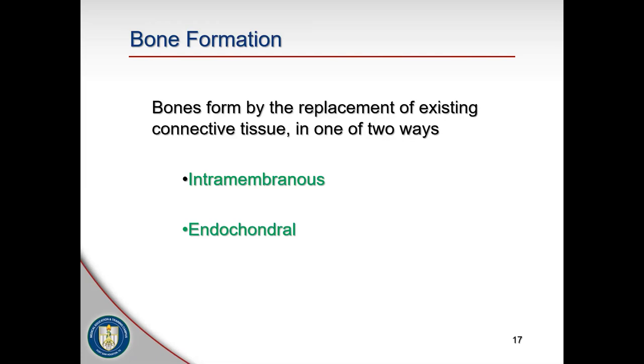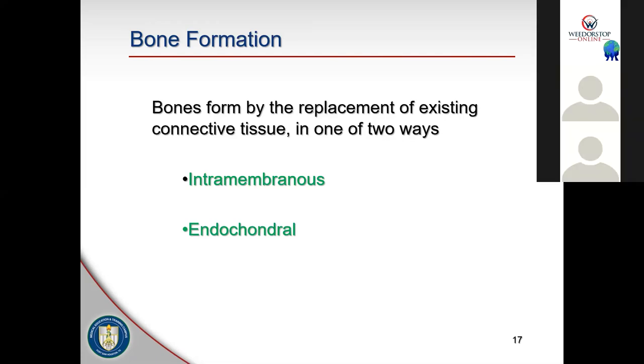We'll talk about some of those bones that are formed that way. In endochondral bone formation, definitely if you look at the ribs, they are all what? Cartilage, right? The ribs are formed by endochondral ossification, and we'll give you some examples here as we go along.